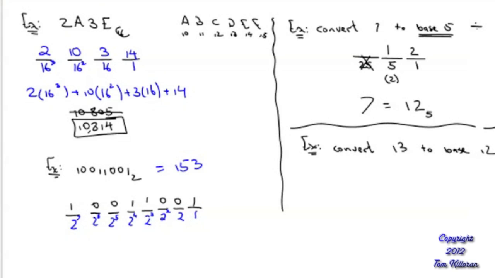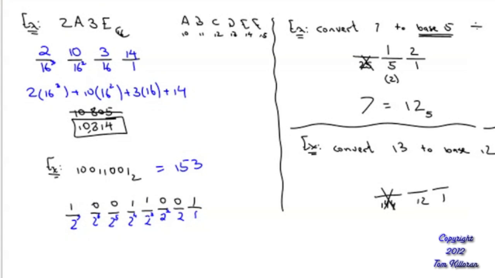I'm trying to keep it easy for a second. Convert 13 to base 12. How many place values in this system? I don't know. So you start off with the 1s, the next one up is 12s, the next one up is 144s, which is way too big.